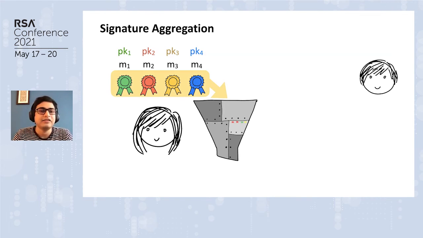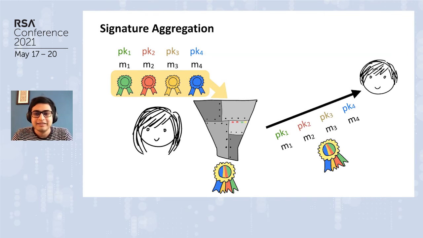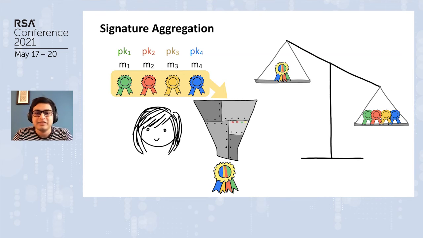That is, we can have Alice feed all of her signatures into some sort of aggregation machinery, which then outputs an aggregate signature, which combines the effect of all of these individual signatures. Alice can then send this aggregated signature to Bob in place of the individual signatures. And the advantage of doing such a thing is that presumably this aggregate signature is lighter than these individual signatures in some sense. In our case, it's going to mean that this aggregate signature consumes less bandwidth than the individual signatures.